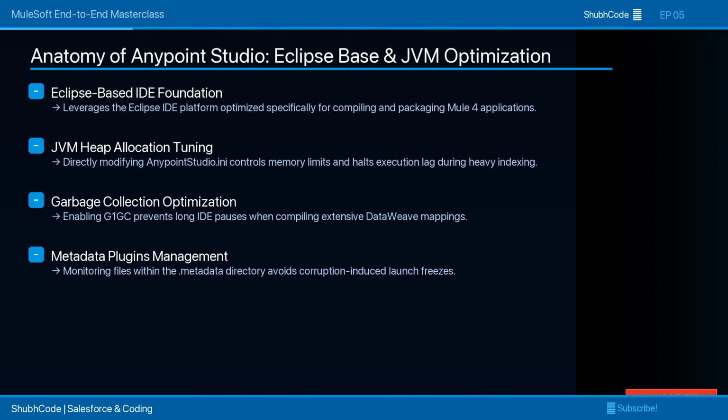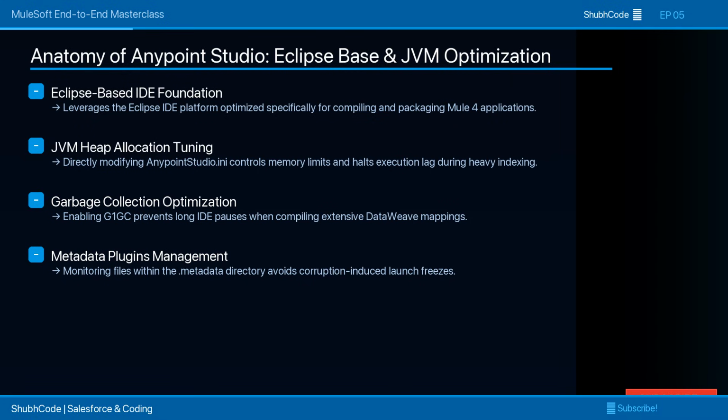Anypoint Studio runs on a Java virtual machine, and out of the box, its memory settings are highly conservative. If you are developing enterprise integrations with dozens of dependencies, you must optimize your AnypointStudio.ini file located in your installation directory. Open it up and locate the Xms and Xmx JVM arguments. I highly recommend allocating at least 2 to 4 GB of starting heap space, and bumping your maximum heap size to at least 4 to 8 GB, represented as Xms2048m and Xmx4096m.